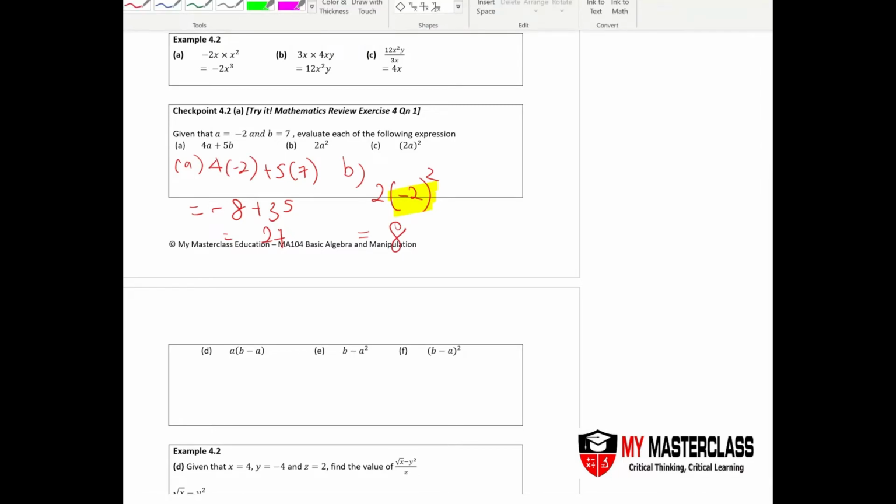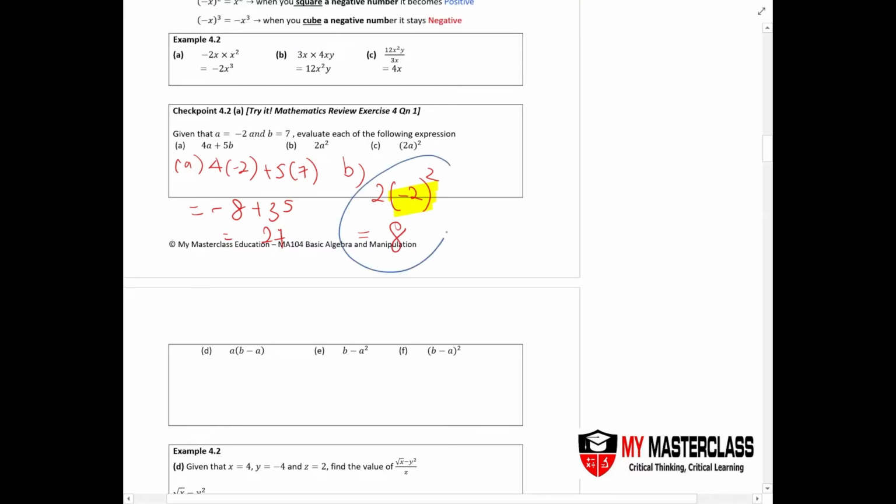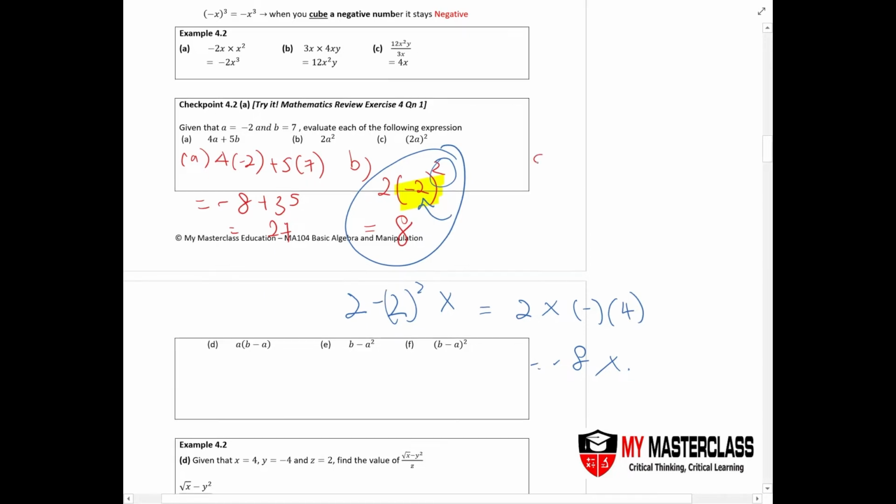Now what is a common mistake students will make for this kind of question? You will write 2(-2) squared, like that. This is wrong, because what happens is that your answer will be 2 multiplied by -4, which will give you -8, which is wrong. So please remember to put your negative inside the bracket, such that it will square and give you a positive number.